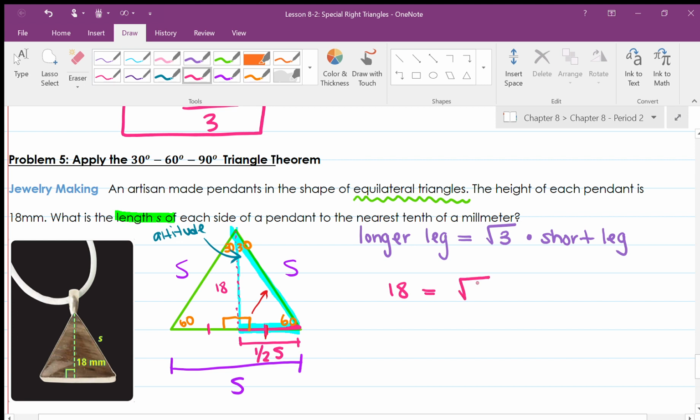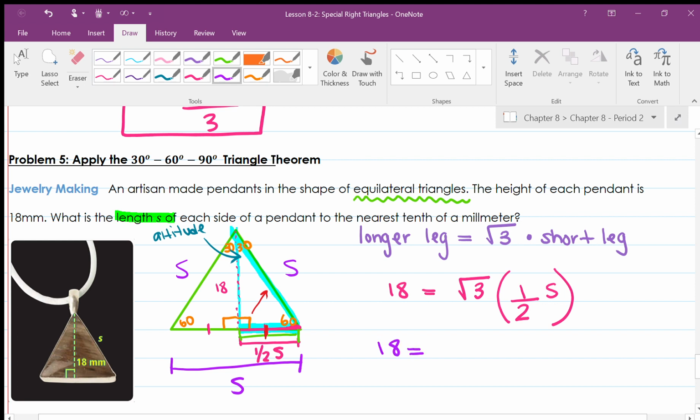The shorter leg, we don't know a value for it, but in regards to S, we know that it is a half of S. Okay? That's what the value of this shorter leg is here. This shorter leg is half of the entire length S, and we're trying to solve for S here. So, let's baby step this.